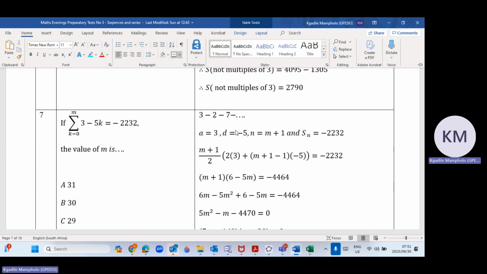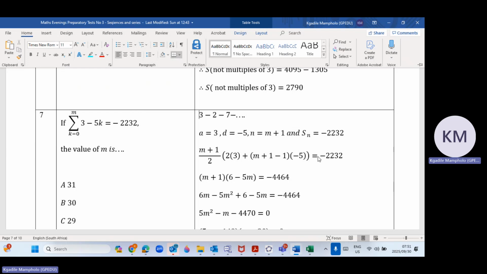The sum is given here. Once you are given the sigma notation equals to, it means that the answer is the sum, because sigma is the Greek symbol S for sum. So if they give you the sigma notation and say determine or evaluate, once you see the sigma notation, you must know that we are talking about the sum.